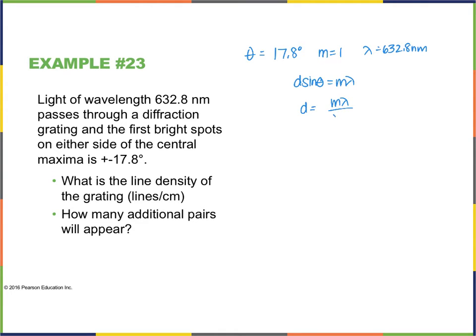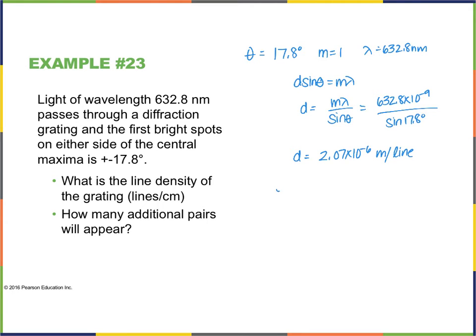which would be m lambda over the sine of theta, which would be 632.8 times 10 to the minus 9 over the sine of 17.8 degrees. Now this gives us d, the distance between the lines, which I found was 2.07 times 10 to the minus 6 meters per line. So that's saying how many meters are associated with one line.